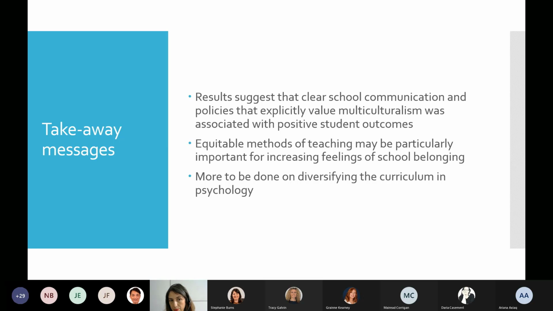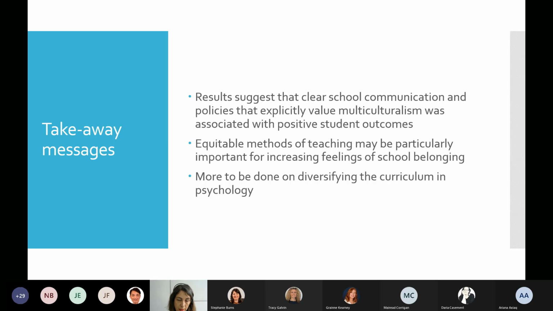I want to just end up with the takeaway message. Our results show that school culture and values are very important. When schools explicitly value cultural diversity, equality, and fairness, this had positive effects on student outcomes. Second was the equity pedagogy, or the diversity of teaching methods and assessments to encourage student engagement, that also had positive effects on school belonging and to some extent respect for diversity.